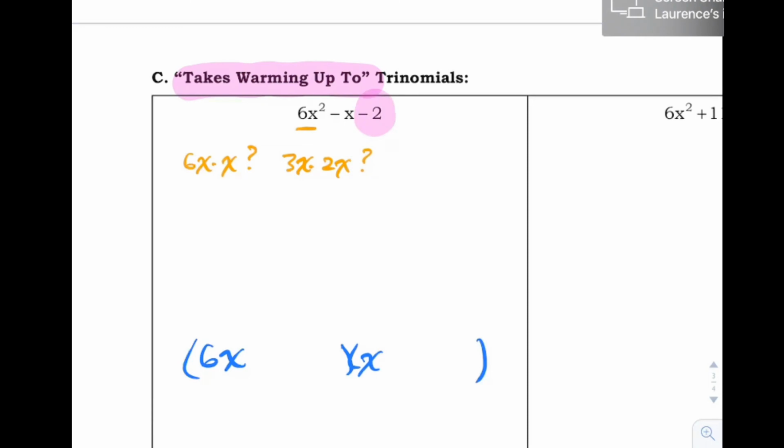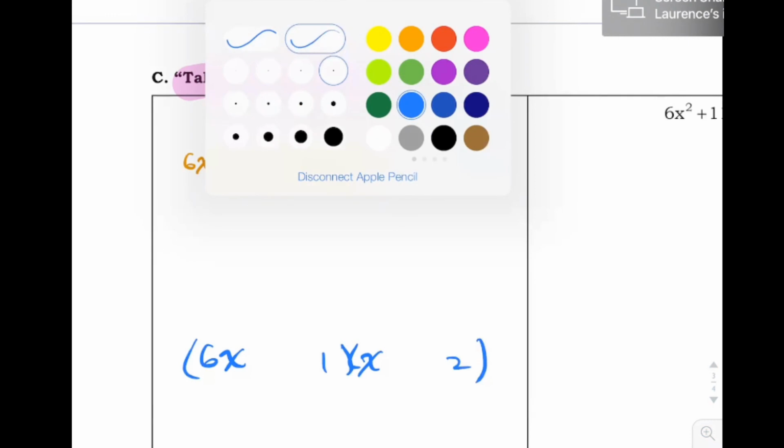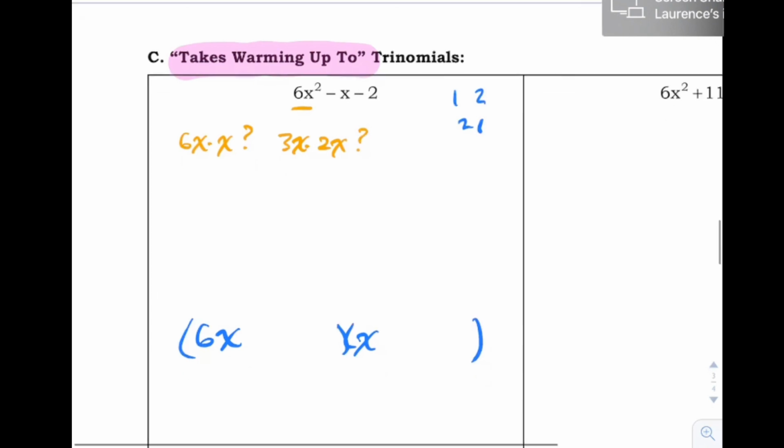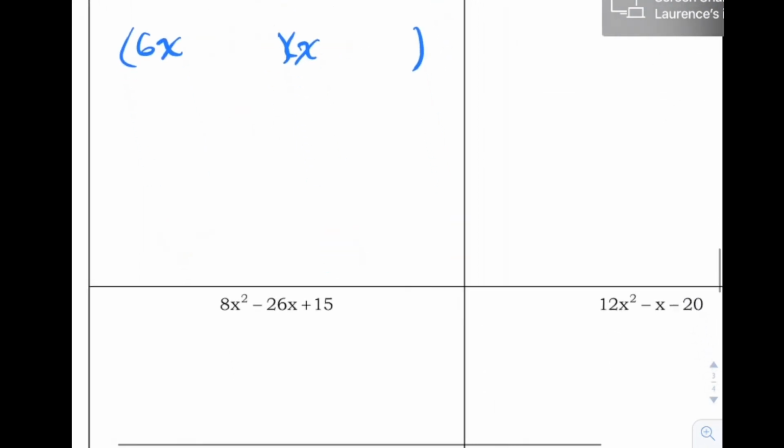Okay, we're a little bit lucky because negative 2 has to break up as either 1 times 2 or 2 times 1, really. So if I go 1 times 2, then my outer product is a 12x, my inner product is a 1x, and is my 12 and 1 going to combine to give me a negative 1? No way in the world, right? So that didn't work. The 1 and the 2 did not work.